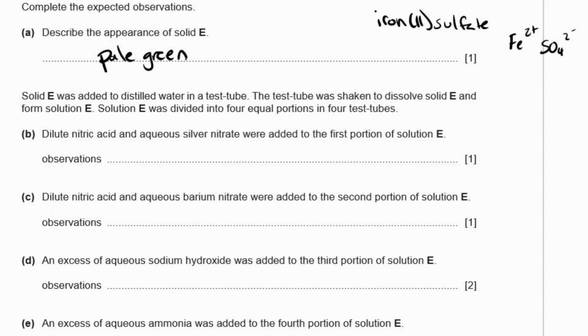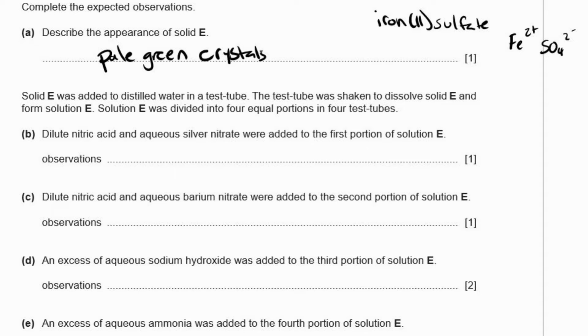It is pale green. You can just say it's green if you like. That also works. And you could say it's a pale green solid, or you could say they're pale green crystals, because iron 2 sulfate is a salt, and salts are in crystals. That works. Solid E was added to distilled water in a test tube. The test tube was shaken to dissolve solid E and form solution E.